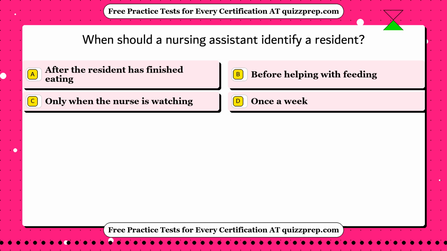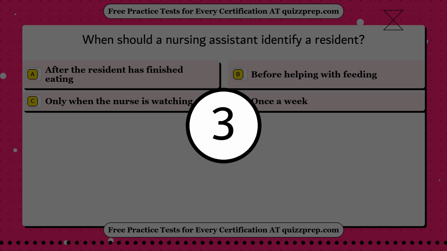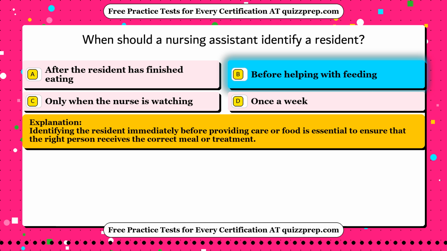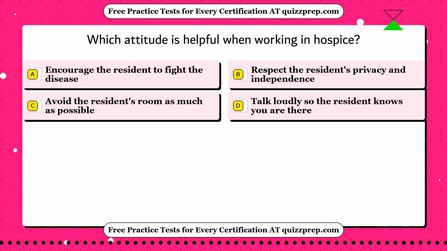Question 59. When should a nursing assistant identify a resident? Option A, after the resident has finished eating. Option B, before helping with feeding. Option C, only when the nurse is watching. Option D, once a week. The correct answer is option B, before helping with feeding. Identifying the resident immediately before providing care or food is essential to ensure that the right person receives the correct meal or treatment.